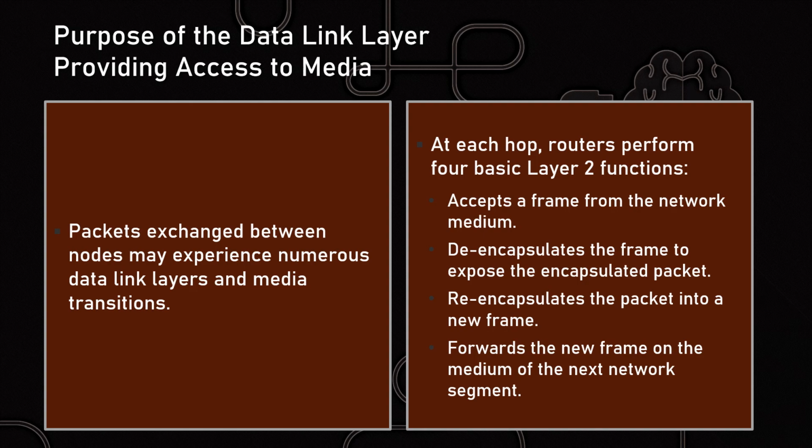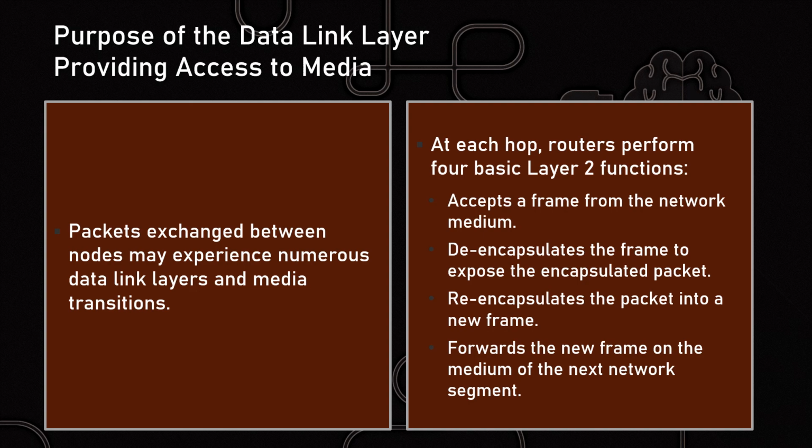Now, at each hop, routers are going to perform 4 basic layer 2 functions. Number 1, the router is going to accept a frame from the network, the medium as it were. So if it's a fiber optic line, copper line, Wi-Fi, whatever. It will then de-encapsulate the frame to expose the packet. So remember, we talk about PDUs being named different things as they graduate between different layers. We go from a segment to a packet to a frame.